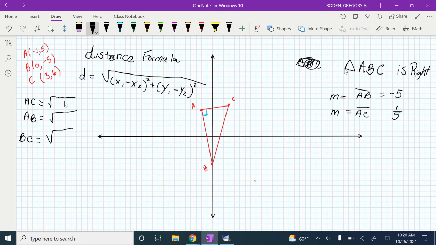For AC, I got the square root of 26. You got the square root of 26. Did you get any other ones, Rachel? For AB, I got the square root of 104. 104. And for BC, I got the square root of 130. 130. Now, that would be the hypotenuse. The hypotenuse is always the longest side. So just looking at that, those numbers seem realistic and reasonable.